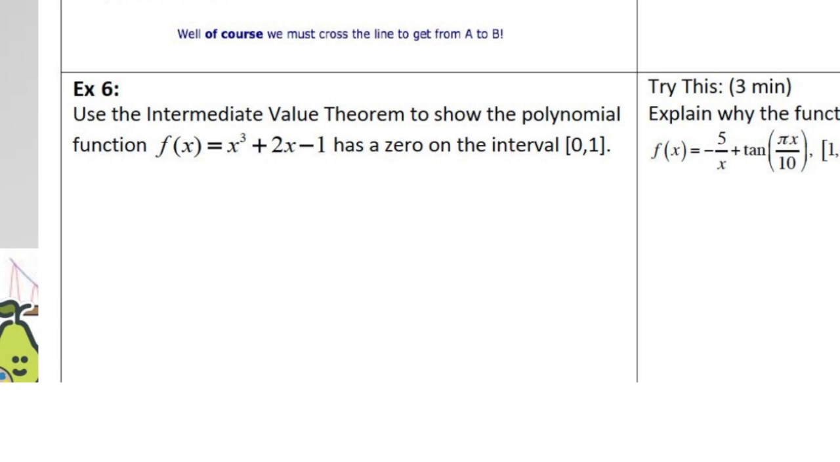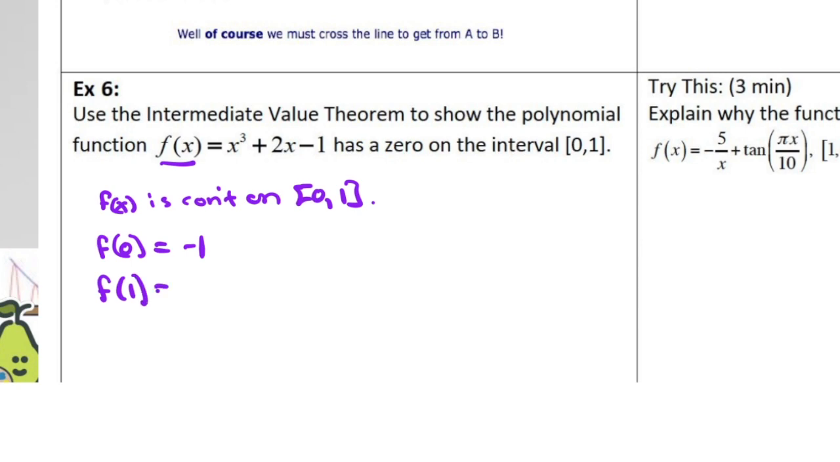For example 6, we're going to use the intermediate value theorem to show that our polynomial function f of x has at least one zero on the interval [0, 1]. In order to do that, first we need to consider, is f of x continuous? Make a statement: f of x is continuous on [0, 1]. Now you might wonder why, but isn't f of x a polynomial? And this polynomial has no domain restriction, therefore it's continuous. The next thing we want to do is look at our endpoints. f at 0 is going to be equal to -1. And f at 1, when you substitute, is going to give you 1 plus 2 minus 1, which is equal to 2.